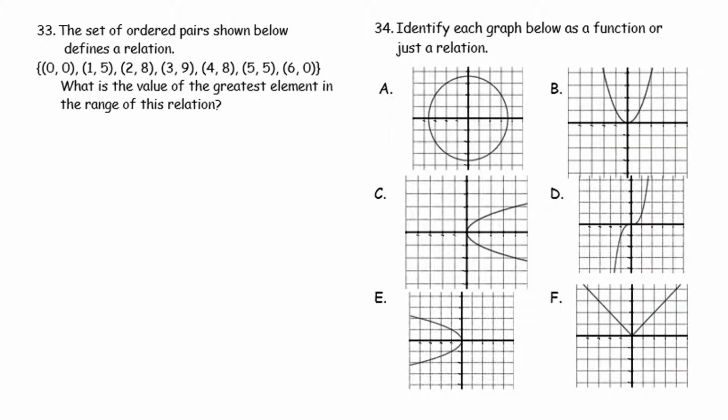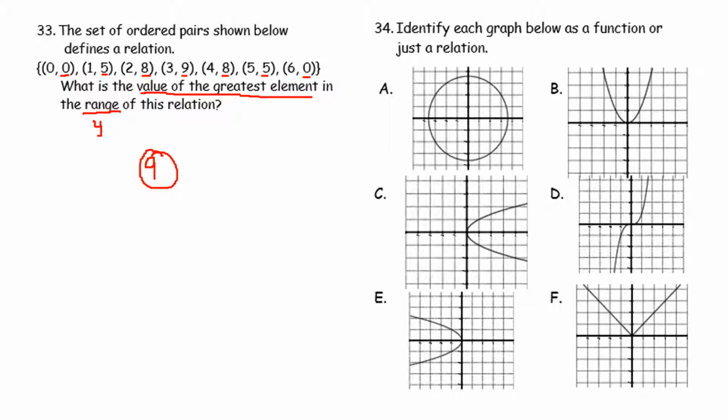All right, number 33. The set of ordered pairs shown below defines a relation. What is the value of the greatest element in the range of this relation? So remember, range is the y, and they want to know what is the value of the greatest element. That just means what's the biggest number out of all the y's. So if we look here, the y's are 0, 5, 8, 9, 8, 5, and 0. What is the greatest? What is the largest number there? 9.